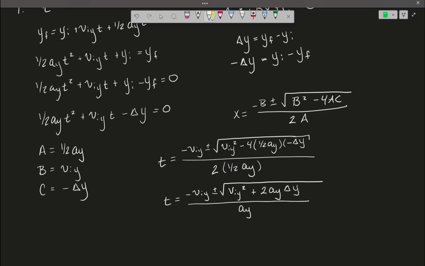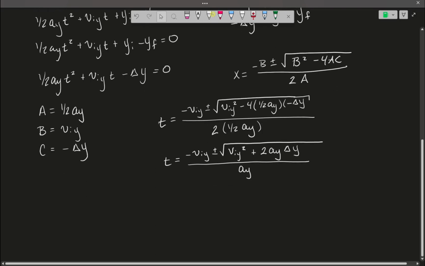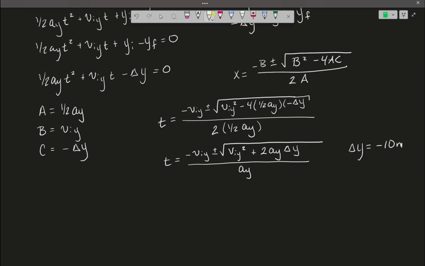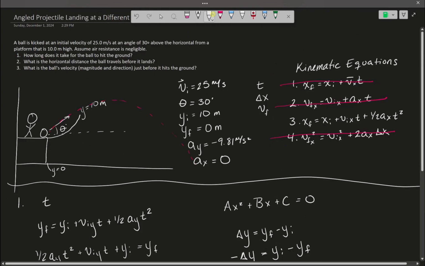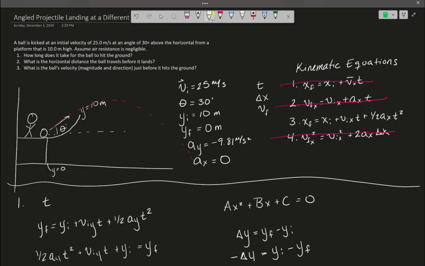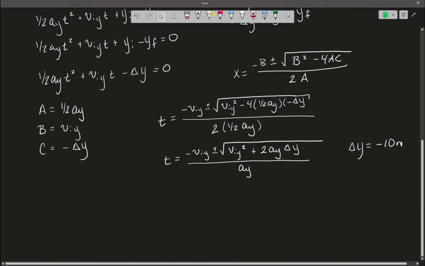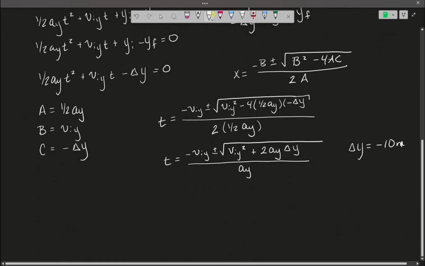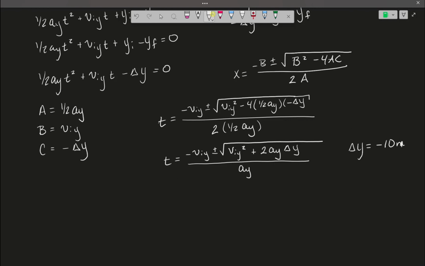Now I can actually start to plug in values. I know that my change in y is going to be negative 10 meters. That's because I start at 10 meters and I go down to 0. So 0 minus 10, right? Final minus initial gives me negative 10 meters. And this makes sense, because my displacement in the y direction is in the negative direction, so having a negative 10 for my delta y makes sense. My acceleration in the y direction is just gravitational acceleration, so negative 9.81 meters per second squared.